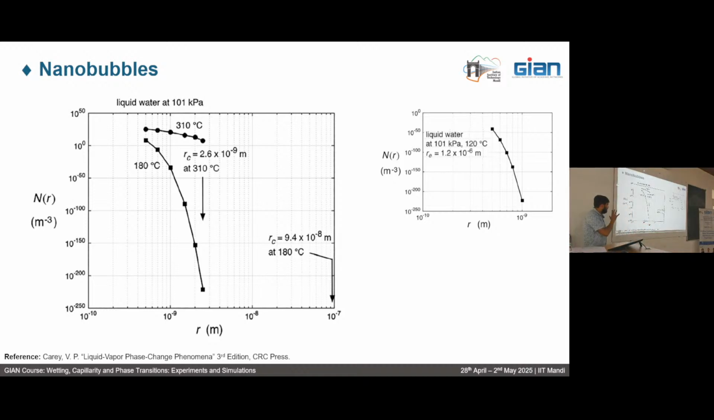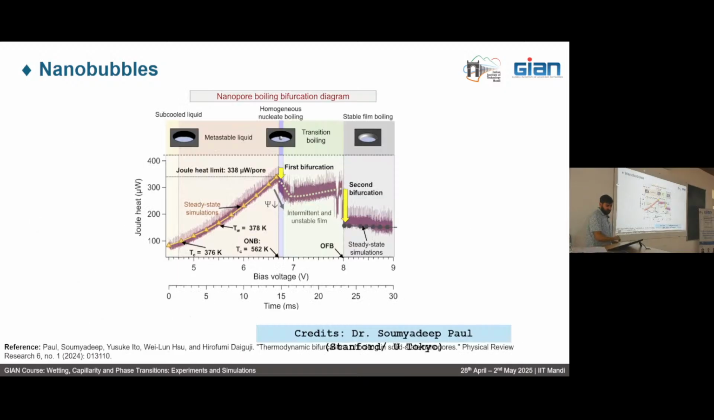Before closing, I will just discuss one case here. This is work done by Dr. Soumyadeep Paul, and I happened to work with him for a short time. He tried to achieve homogeneous nucleation of vapor nanobubbles. His system has a nanopore with two electrodes, one on top and one on bottom, and he is using an electrolyte here.